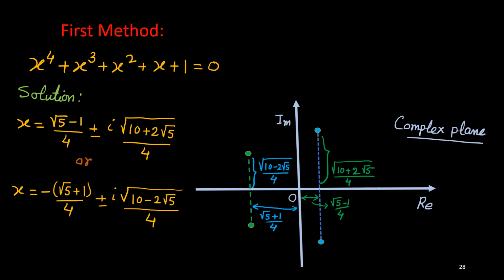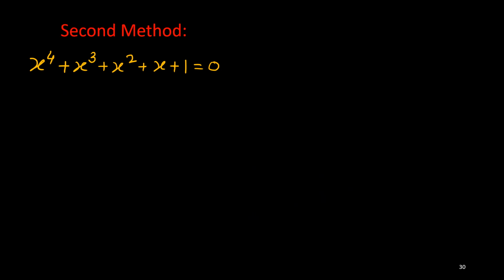Now it is interesting to see that all the 4 points will lie on a circle. This is a circle with radius 1, meaning that the magnitude of this x is always 1. You can check, its square plus this square will give you 1. Again, this square plus this square, again it will give you 1. Okay, right. Now we'll try to solve the same problem using the second method, this one.